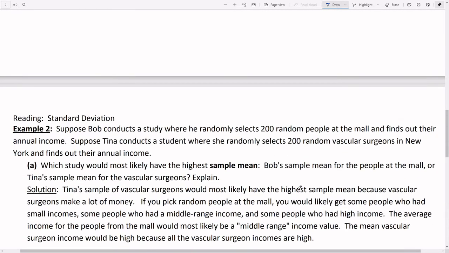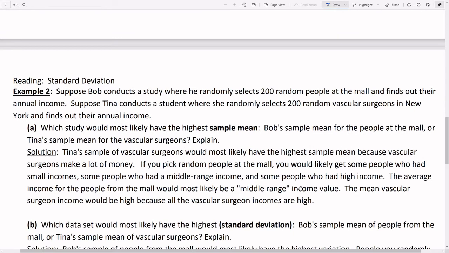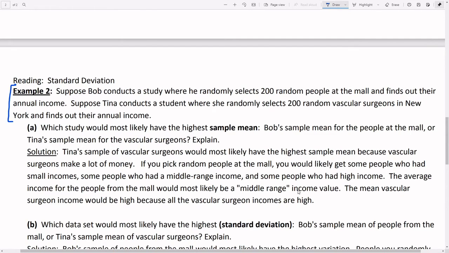So, let's look at a new example here. Bob conducts a study where he randomly selects 200 people at the mall and finds out their income. Tina goes to 200 random vascular surgeons in New York and finds out their income. So, this is another example where I'm not giving you the numbers. I'm just giving you the setup, the people, and what you're measuring. And you've got to think about it.